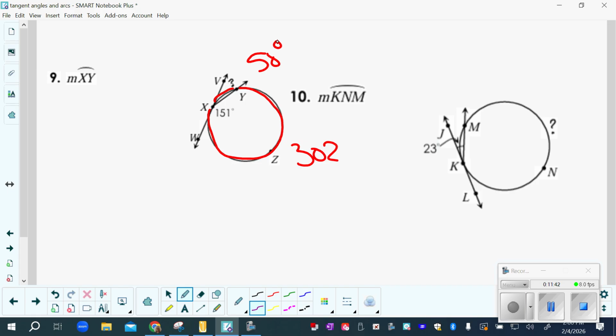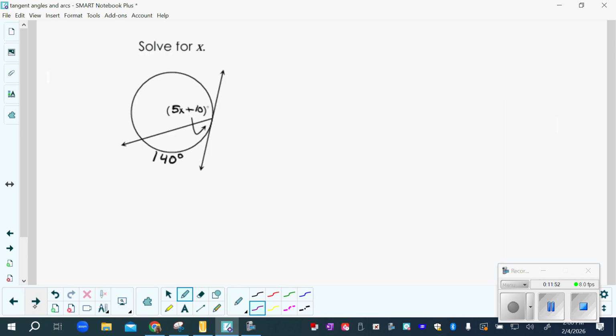Okay. Now, it's just the arc. If it was the angle, I'd have to cut that 15 in half. There you go. I'm not going to do the last one because it's hard to see, but I am going to head to here. People have trouble with this one.